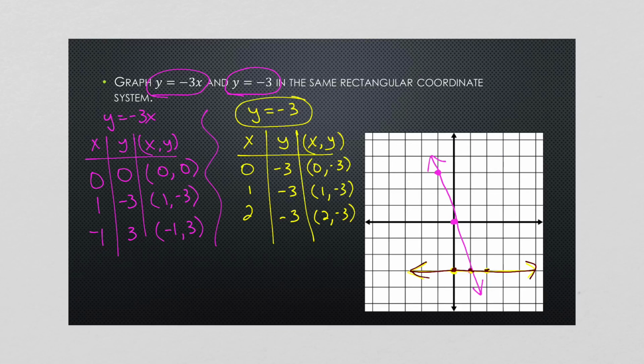Okay? So do you see the difference in those two lines? The one that doesn't have an x does not cross the x-axis. The one that has an x and a y in it crosses both axes. So it's important that you realize that these two equations are very different.